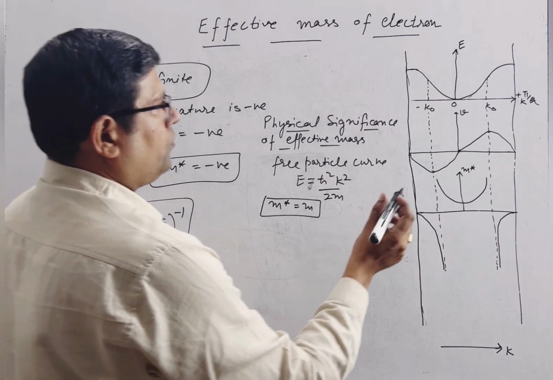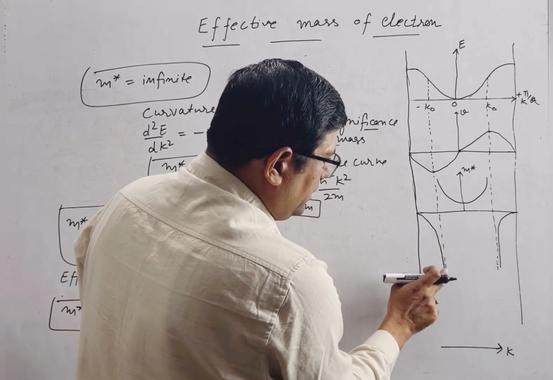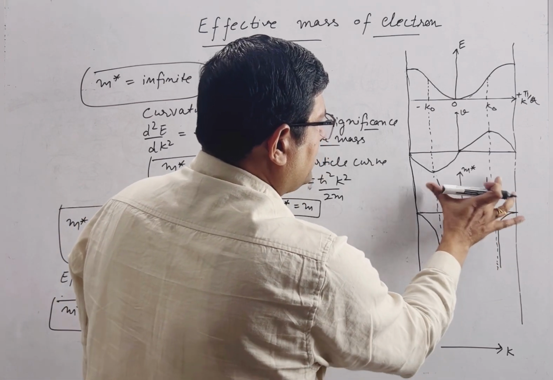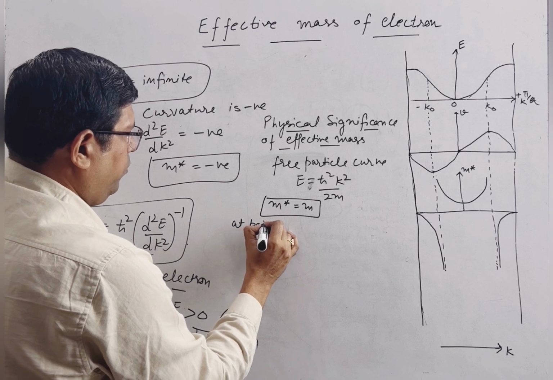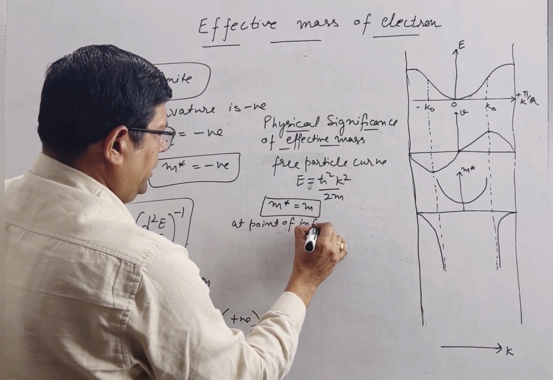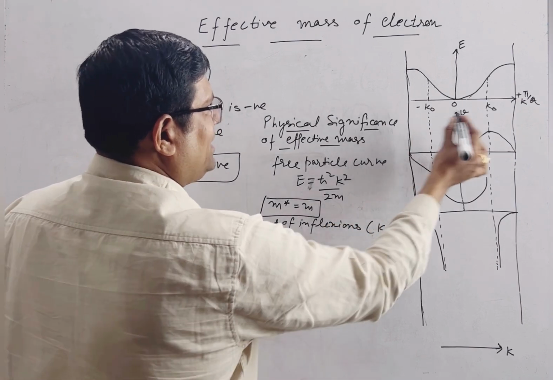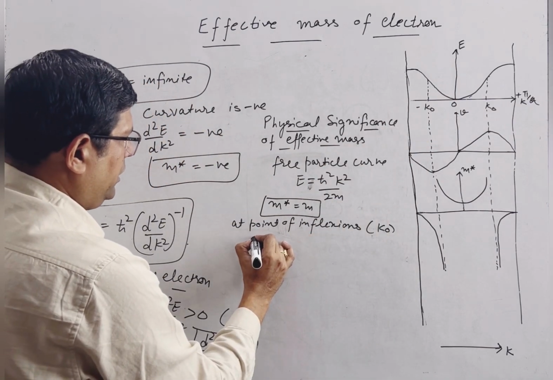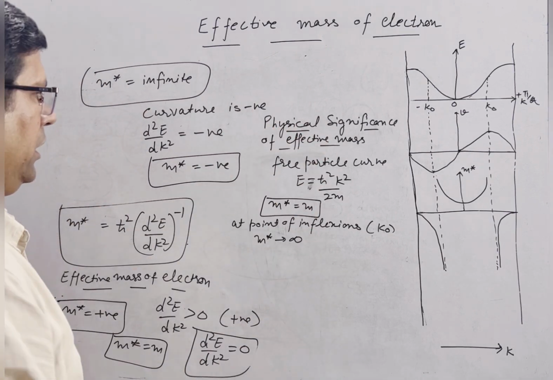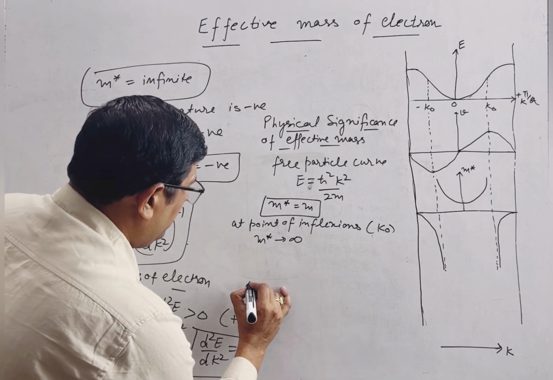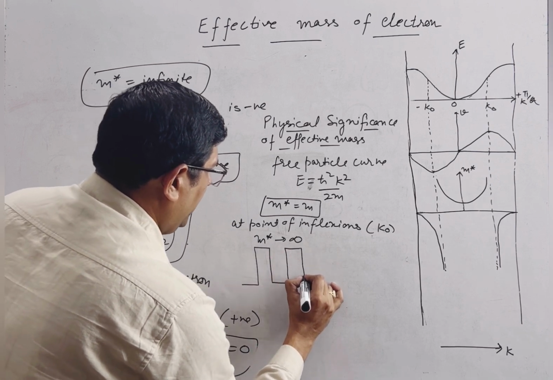Now at the point of inflection, at this point you can see that this effective mass is approaching infinity. So at the points of inflection, or you can say minus k naught and plus k naught, this effective mass approaches infinity. Why is this mass infinite here? We can explain it with the help of this periodic potential diagram.